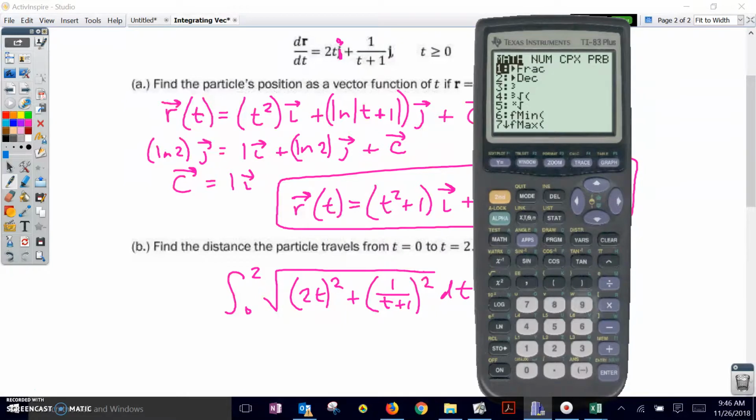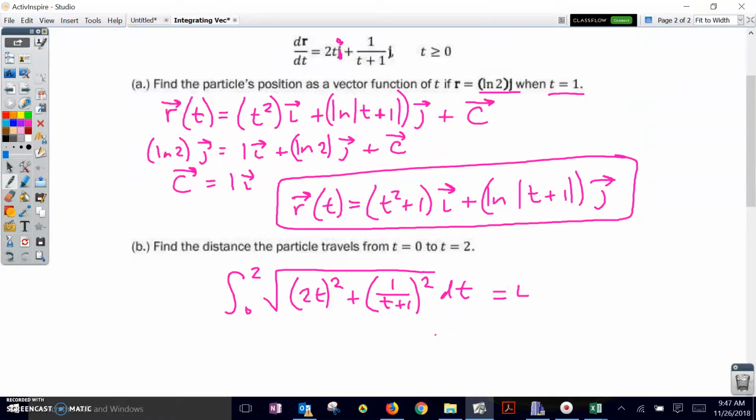And so I'm going to go ahead and integrate this with my calculator. I've got the square root of the quantity 2t quantity squared plus the quantity 1 over the quantity t plus 1 quantity squared, close the square root, with respect to t from 0 to 2. And we get 4.335 as the distance that the particle travels.